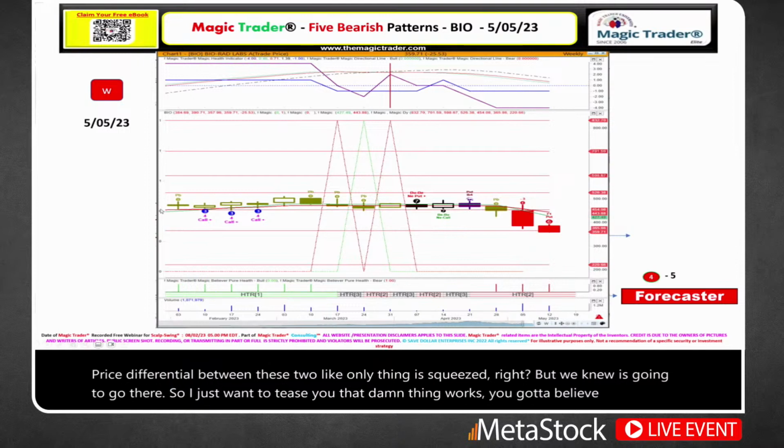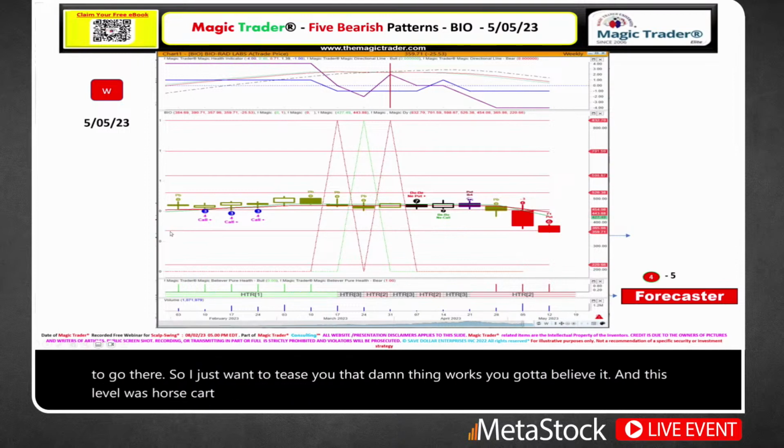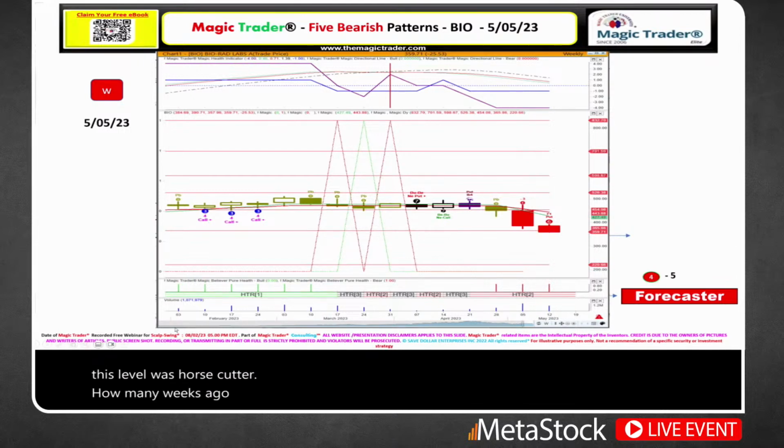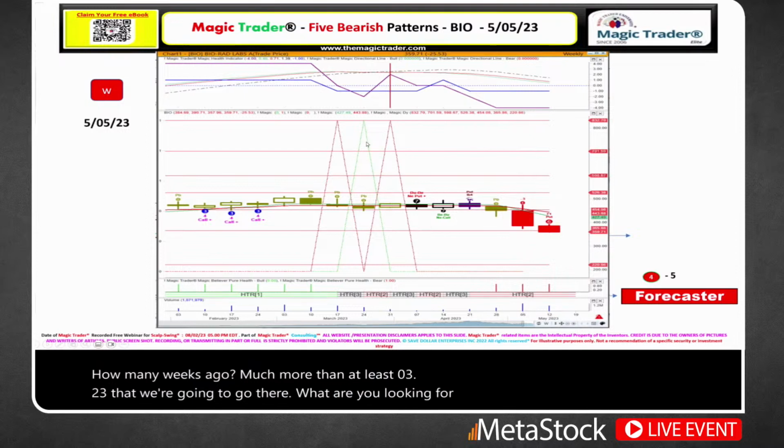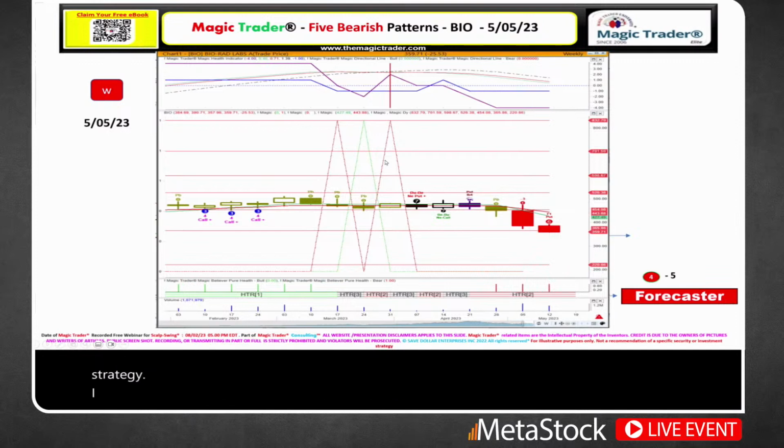And this level was first started how many weeks ago? Much more than at least 03/23 that we're going to go there. What are you looking for? A setup. So this is another strategy I use, right? It works.